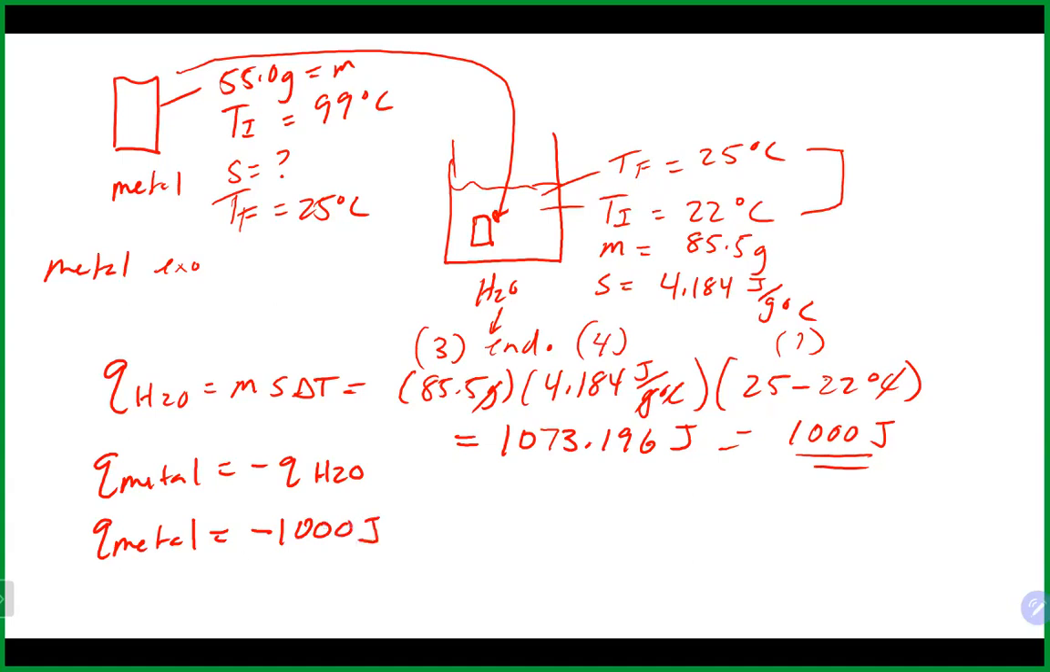And that is because for the metal, it is exothermic. So the amount of energy gained by the water is the exact same numerical value as the amount that was lost by the metal. The difference, though, is the sign is going to be negative to imply that it is exothermic for the metal. Any questions?